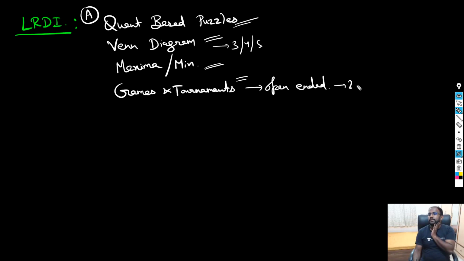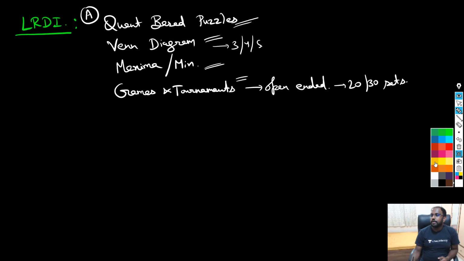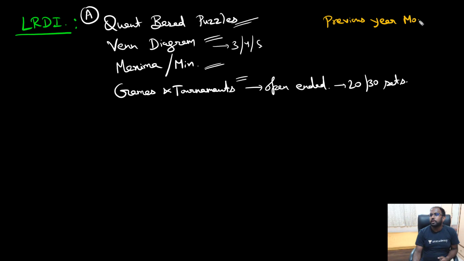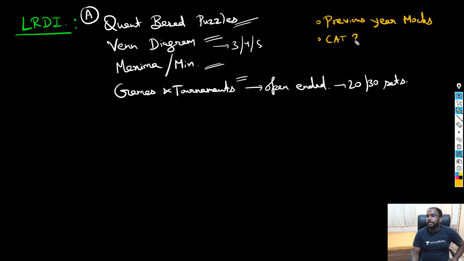Solve 20-30 sets here from different sources, especially from previous year mocks. For LRDI, the previous year mocks are the best source. You'll find a lot of links on Google. That's the best source to prefer for LRDI, especially the questions from CAT 17 to CAT 20. From CAT 17 to CAT 20, I think you'll find more than 50 sets, which gives a good idea and good practice.